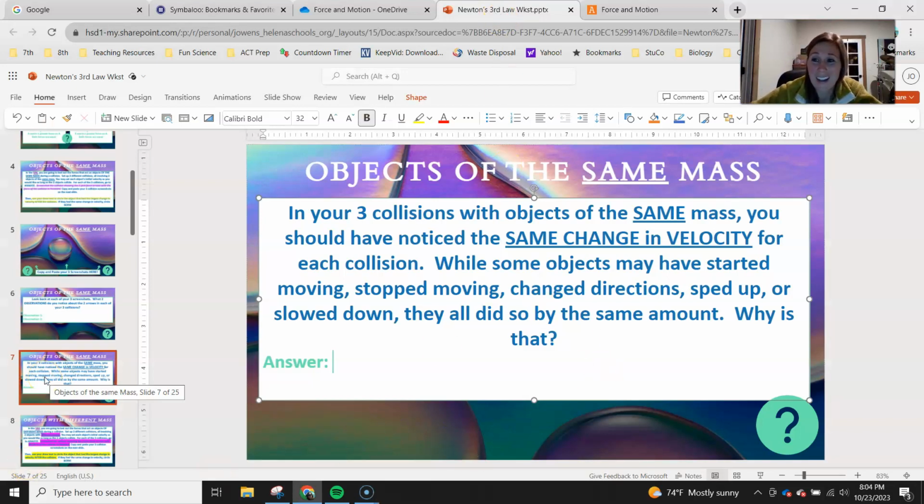Once you are done through slide 7, you can unpause this video. So take a second, pause the video, complete through slide 7, and then when you come back, we'll talk about objects with different masses.